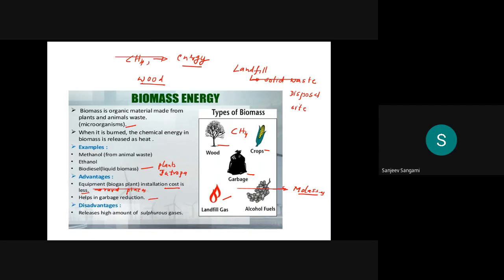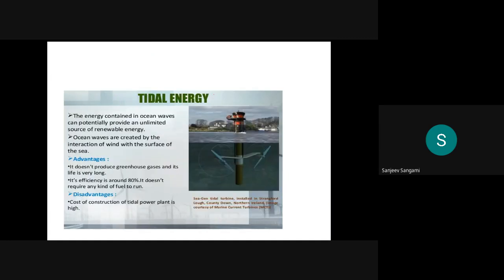So then, what are the disadvantages? Only this: very sulfurous gases. What we are talking about with the sulfurous gases is H2S, hydrogen sulfide. This is very noxious. So we have to keep it in mind that whenever you are using the biomass, make sure that the hydrogen sulfide gases can be reduced.